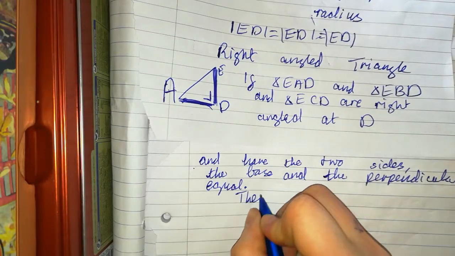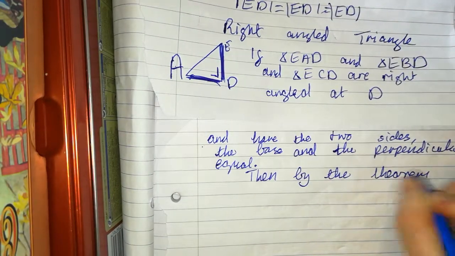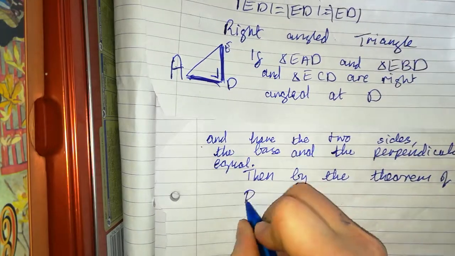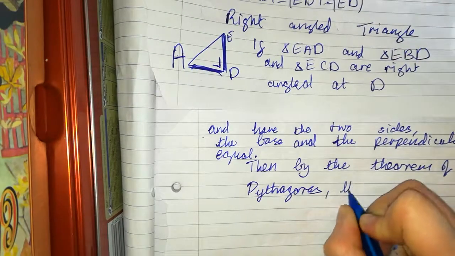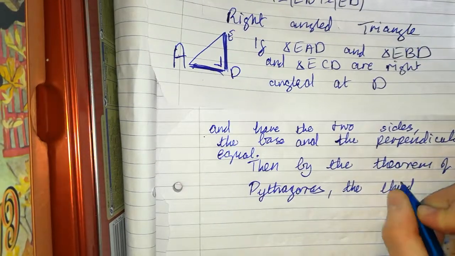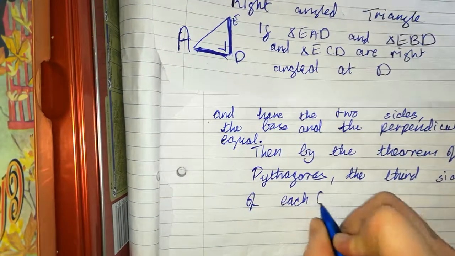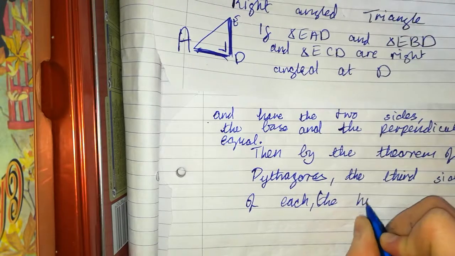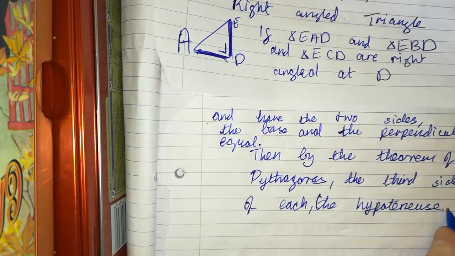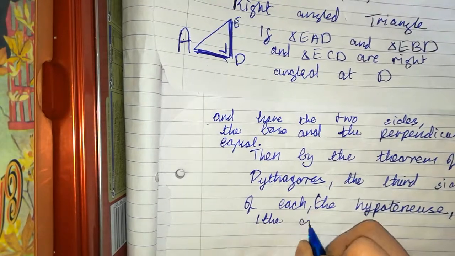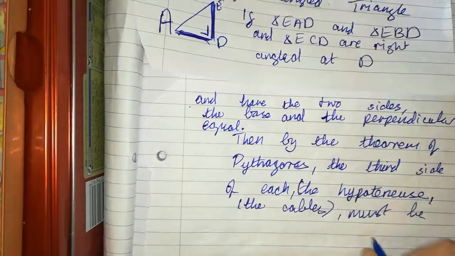Then by the theorem of Pythagoras, the third side of each, which is the hypotenuse, which they call the cable in the question, the cables must be equal. So that's just shown there.